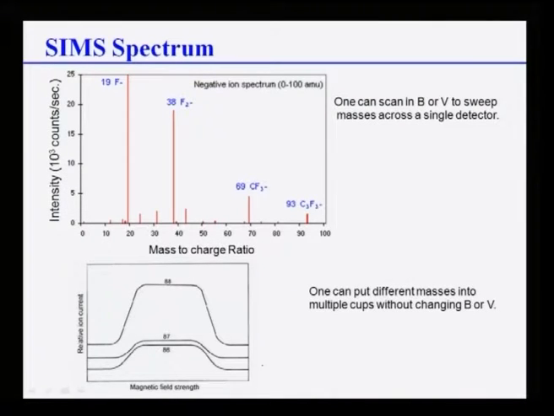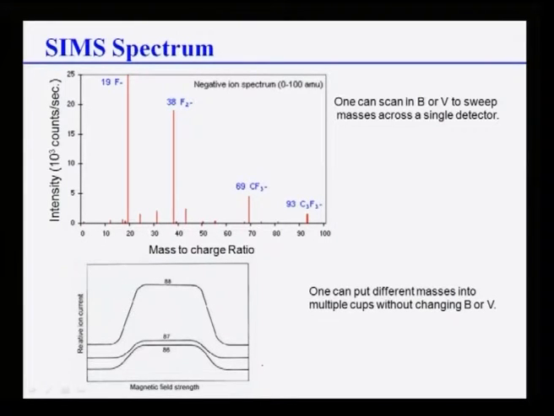So I have given you a lot of ideas about primary ions, sputtering, the yield of secondary ions, and also the factors which control the secondary ion yield. Let me give you some idea about how a SIMS spectrum looks. A SIMS spectrum can be plotted in two ways. The first one, shown at the top, is a plot of intensity versus mass to charge ratio.